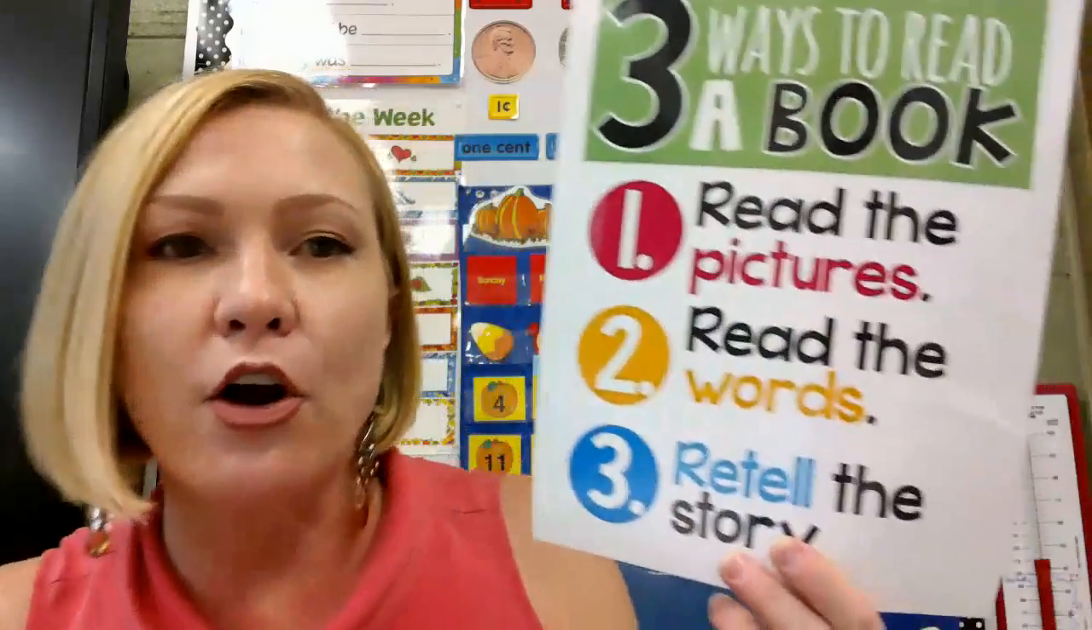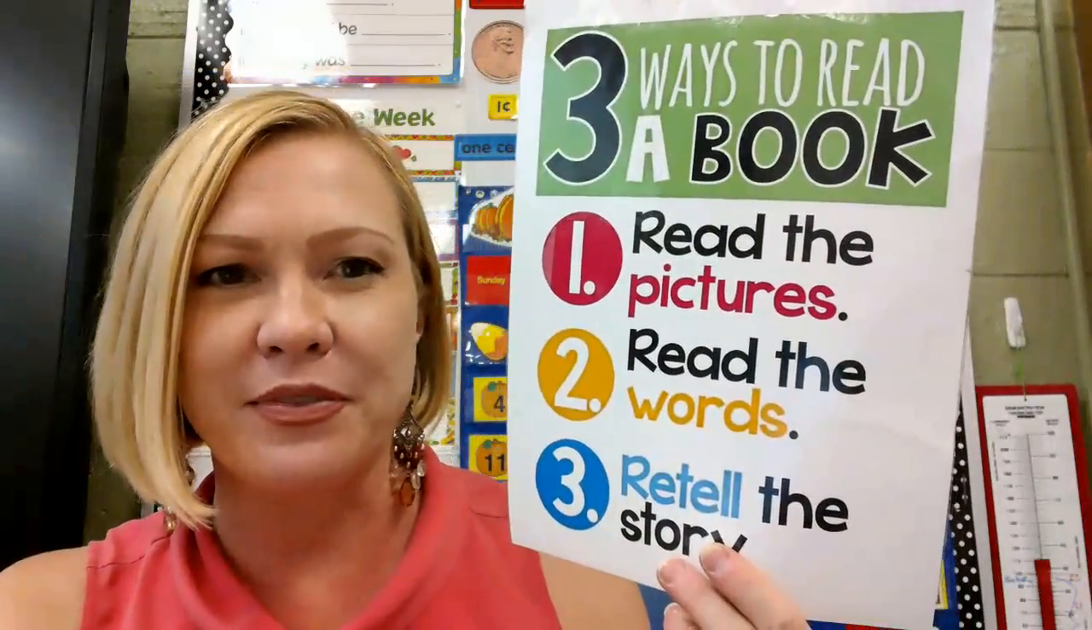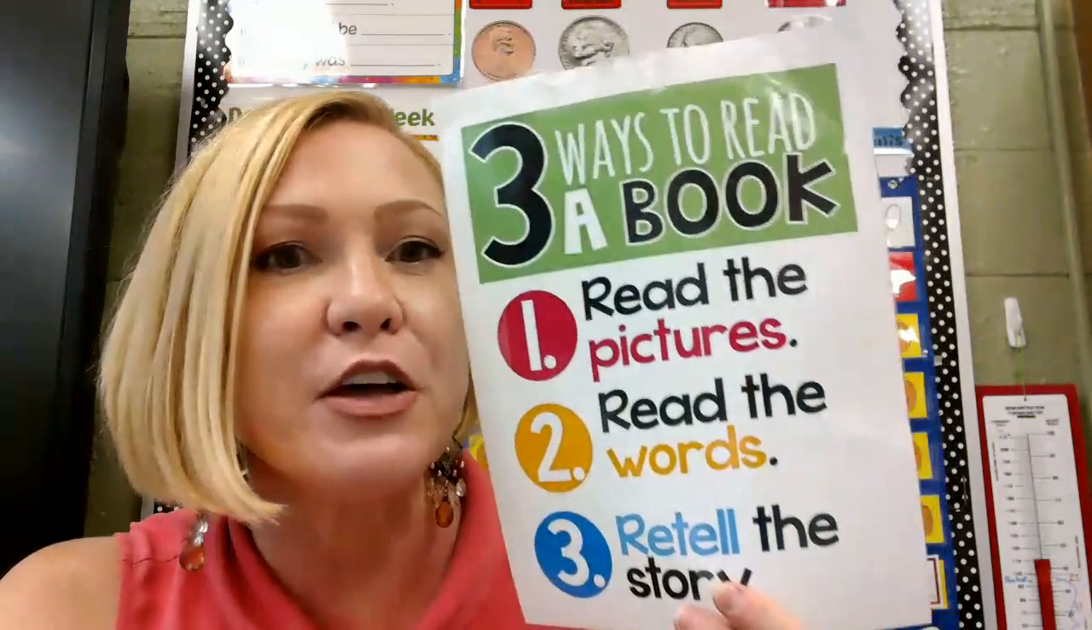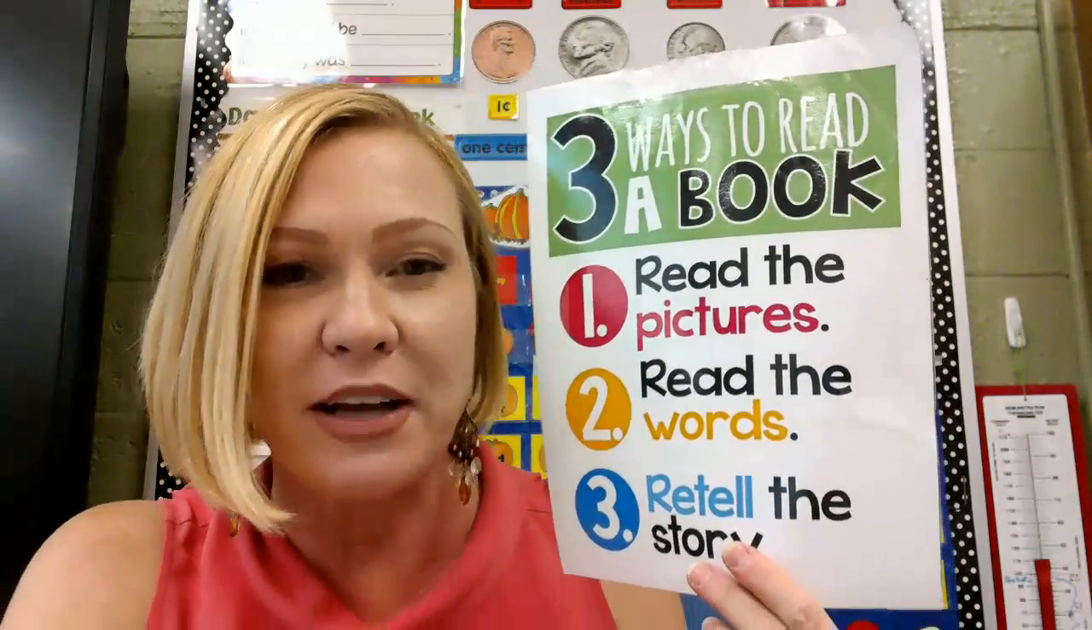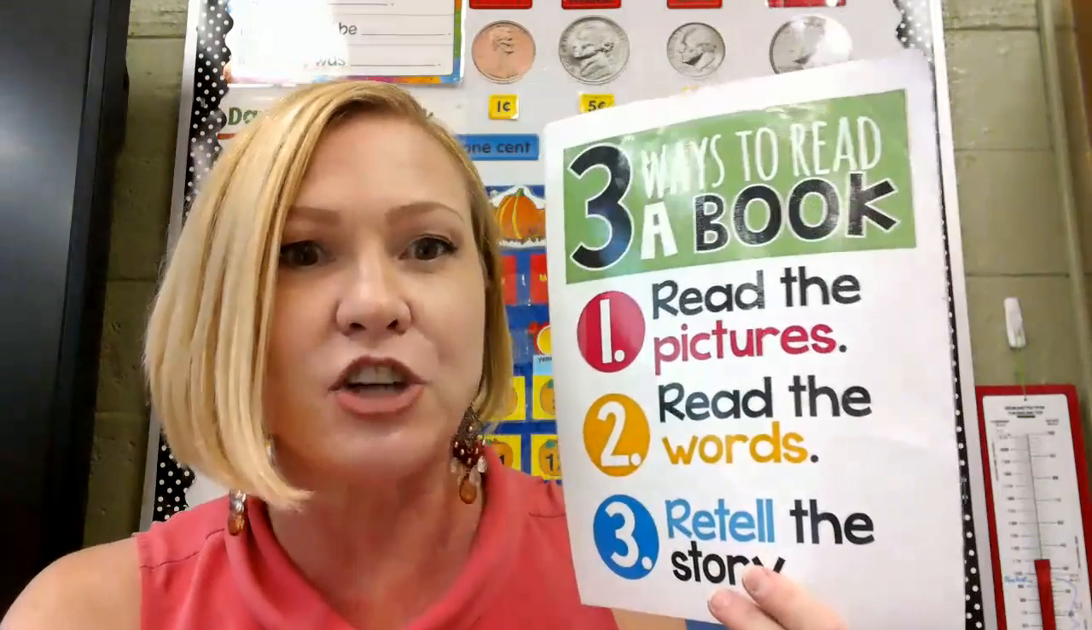There are 3 ways to read a book. Did you know that? You don't only have to read the words to read a book. You can do other things too. So in kindergarten, when you are not reading the words yet, there are other ways to read a book. The 3 ways to read a book. Read the pictures. Number 1, children's books are filled with pictures and they tell you so much about the story that you could read the whole book and understand it just by looking at each picture carefully.